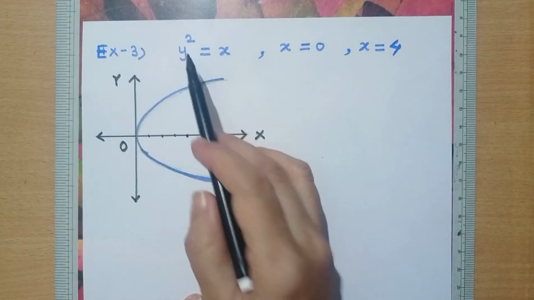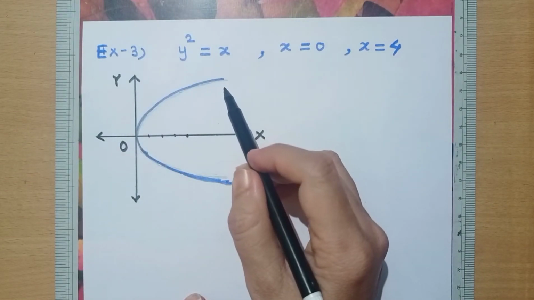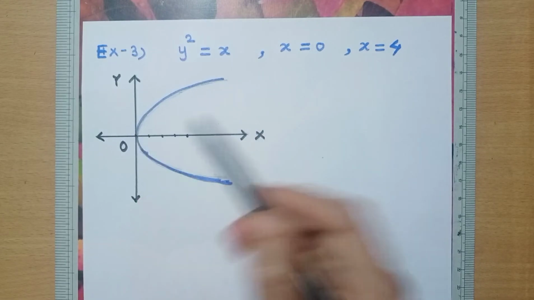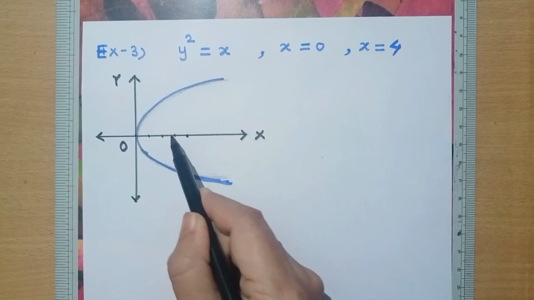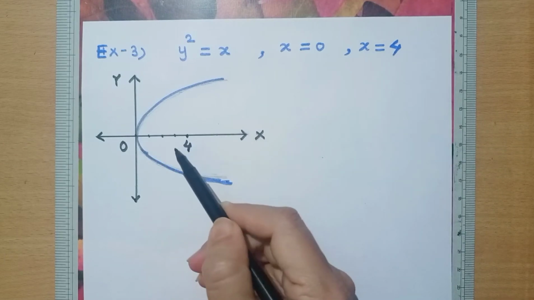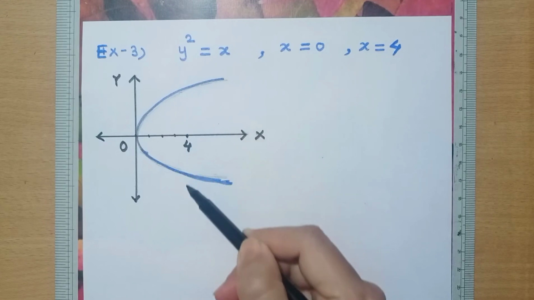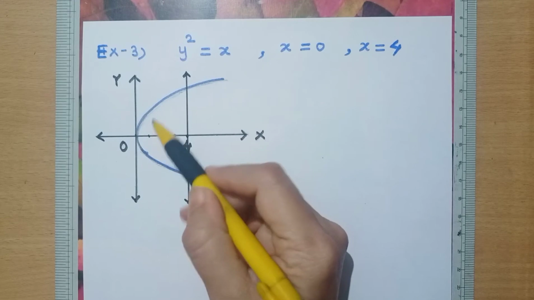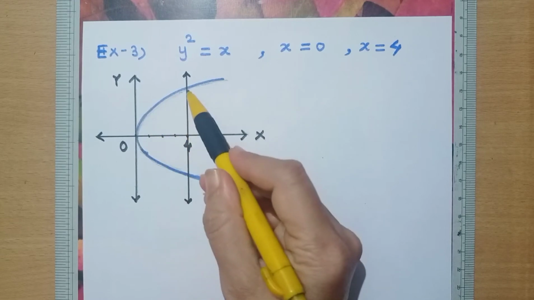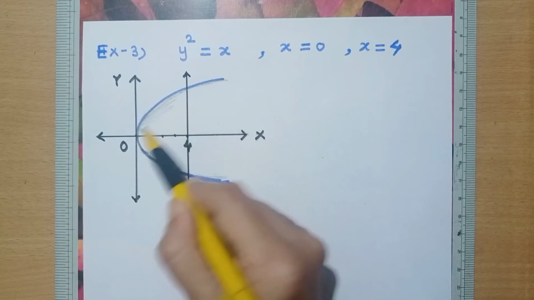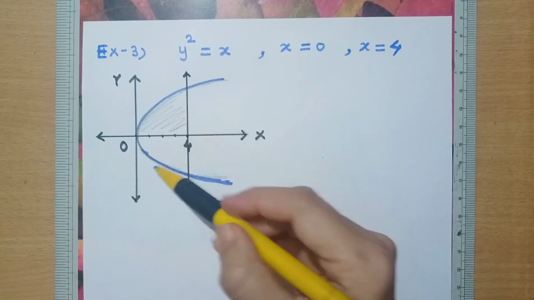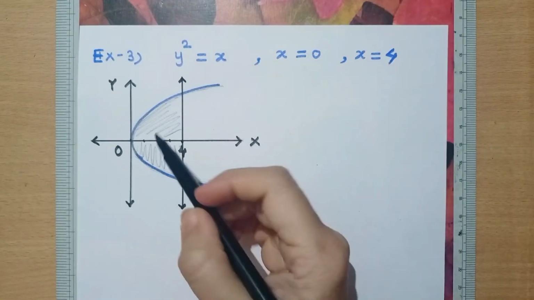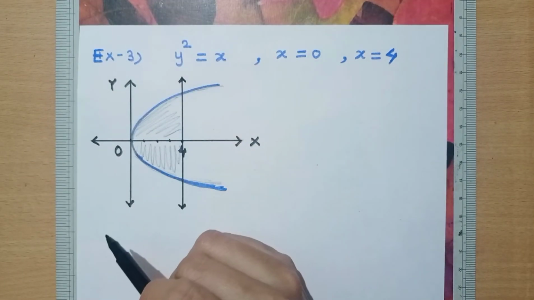Now this is our curve y square is equal to x, and we will consider the limit x is equal to 0, means this, and x is equal to 4. So 1, 2, 3, 4. This is 4. So we will draw a line passing through this 4, and now the area under the curve bounded by this curve, x-axis, and this line, means this, and from this side also, this is also area under the curve. Check now, these two areas are equal.